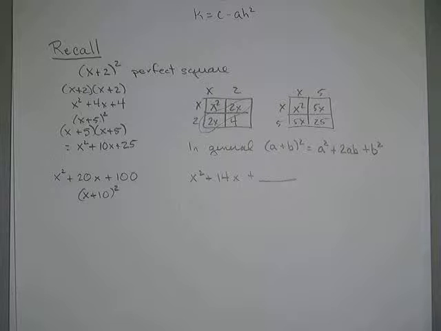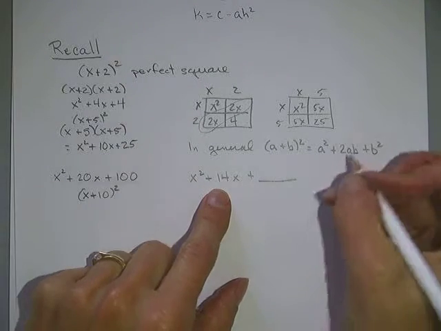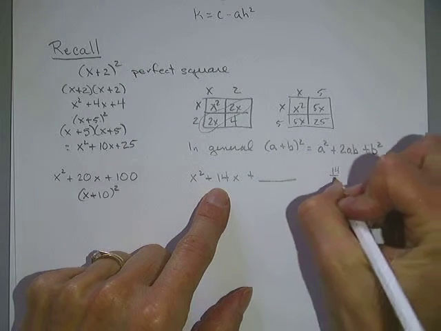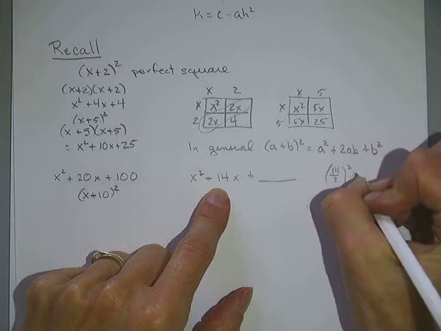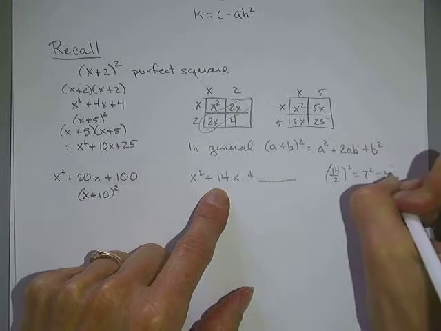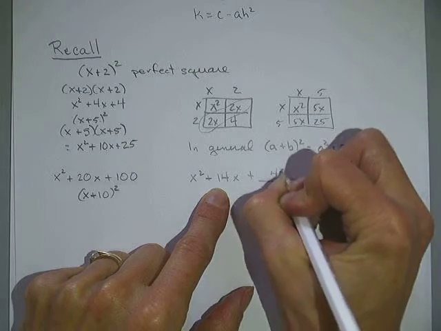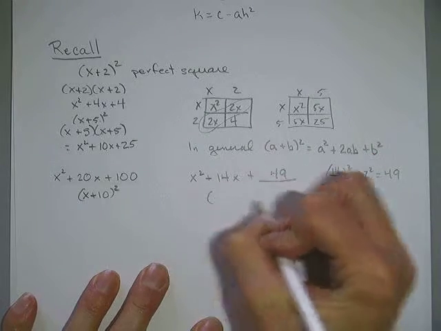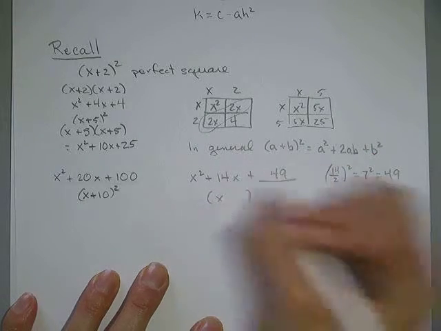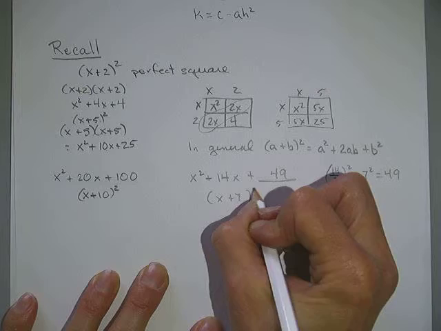What goes in that blank to make it a perfect square? 49. How do you know it's 49? 7. Okay, and 7. Yep, you took half of 14, and then what did you do? You squared it, or multiplied it by itself. Perfect. So 14 divided by 2 squared equals 7 squared, which is 49. That goes in there. So then, what is my equation?